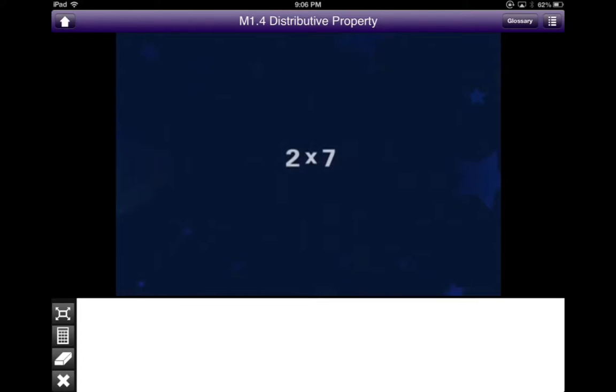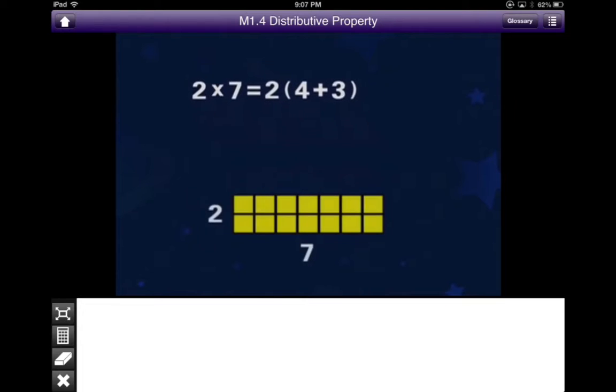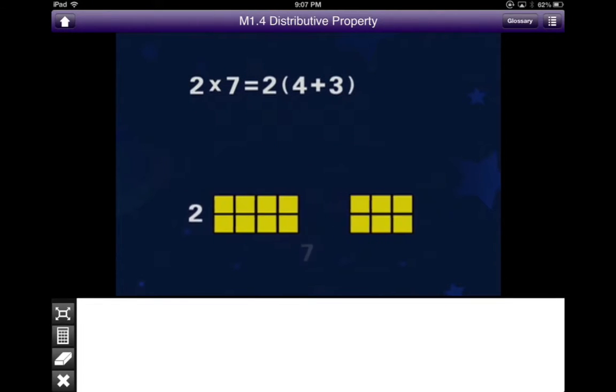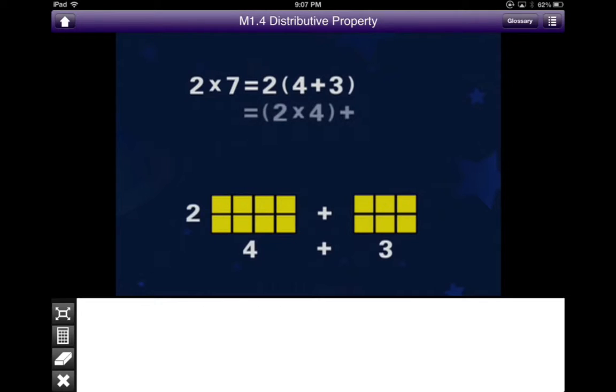Let's try another problem. Model and solve 2 times 7 by rewriting 2 times 7 as 2 times the quantity 4 plus 3. Let me try. We need to start with a 2 by 7 rectangle. We need to split the rectangle into a 2 by 4 rectangle and a 2 by 3 rectangle. If you distribute 2 over the quantity 4 plus 3, you get 2 times 4 plus 2 times 3.